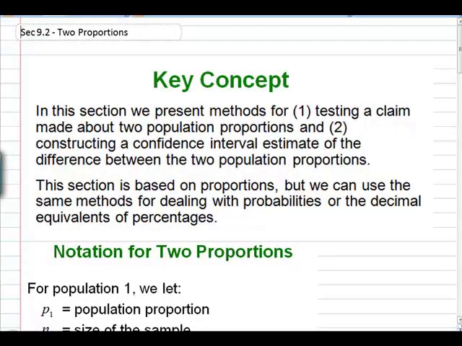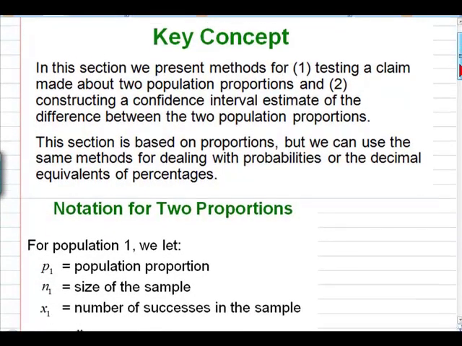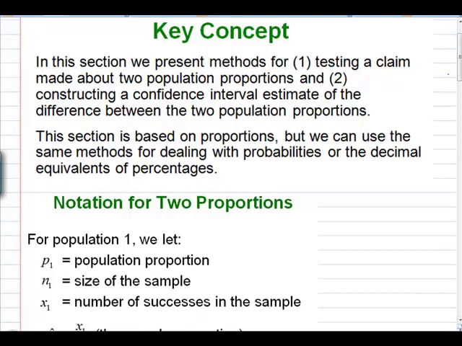Okay, section 9.2 is testing claims about two proportions. In this section, we're going to use methods for testing a claim about two population proportions and constructing a confidence interval to estimate the difference between those two proportions. This section's based on proportions, but we're going to use the same methods we did in Chapter 8 for using the normal distribution to approximate the binomial and for dealing with probabilities or the decimal equivalent of percentages.